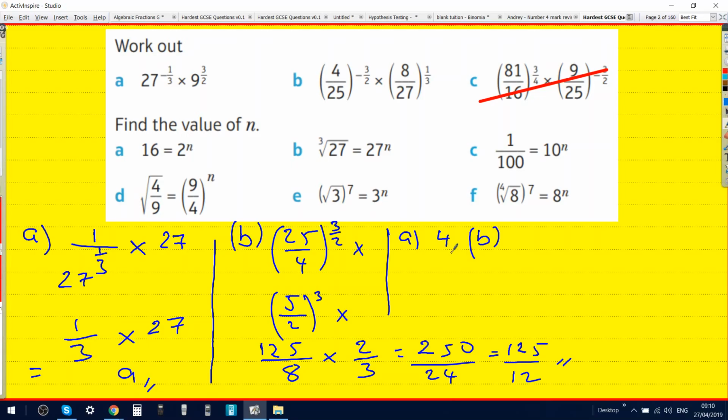Is that a third? Yep. And then I'm not sure for this one. So, well, 10 to the power of what is 100? 2. And when does it become 1 over? Oh, will it be -2? Yeah. How about D?